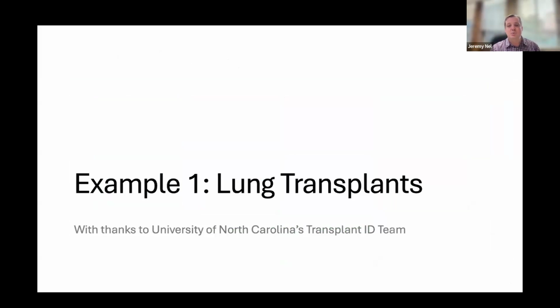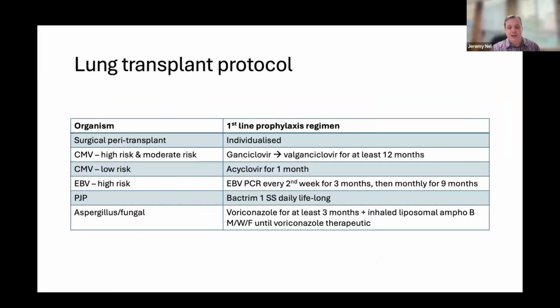This is one example from the lung transplant team. They individualized their peri-transplant regimen based on the patient's cultures. For CMV, if they were high risk, they gave ganciclovir until they could swallow valganciclovir, and they gave it for 12 months because, as Lyle will show, lung is quite a high-risk organ for CMV. EBV, they just monitored the PCRs if you were high risk.